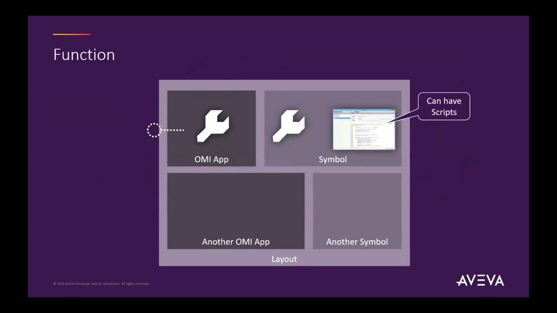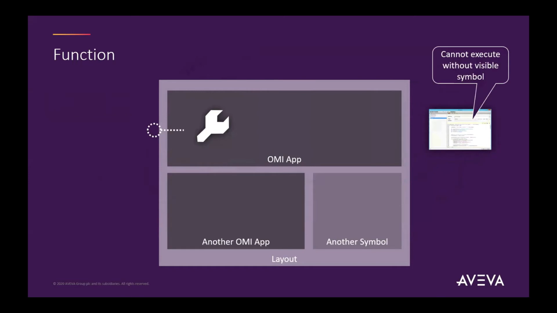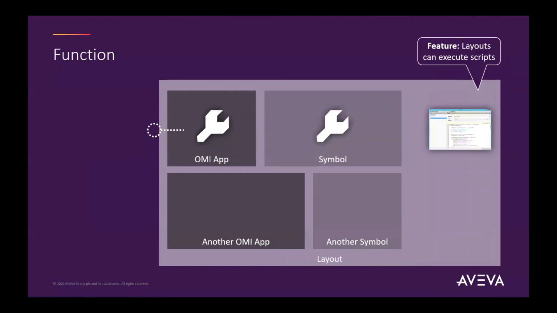Symbols can also have scripts. You might be familiar with that. And if the symbol runs inside an OMI app, the script will execute. But of course, when the symbol is not showing, the script doesn't execute. And this presented a problem for us. So in 2020, we decided to allow the scripts to run directly inside the layout as well. So we've added scripting to layouts, which is a really powerful tool.